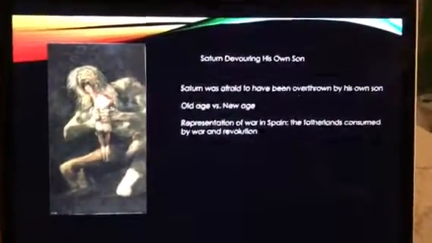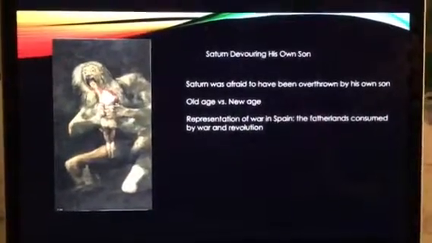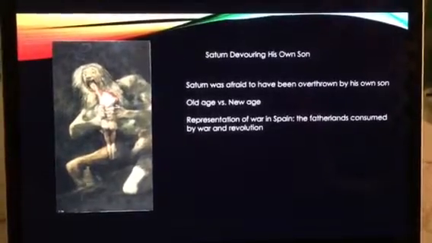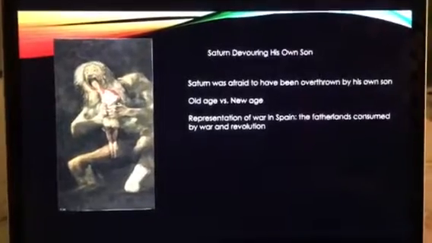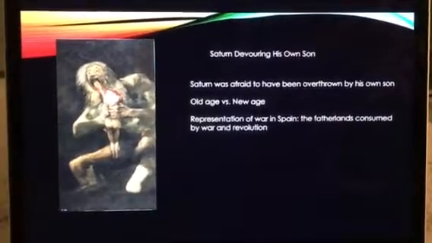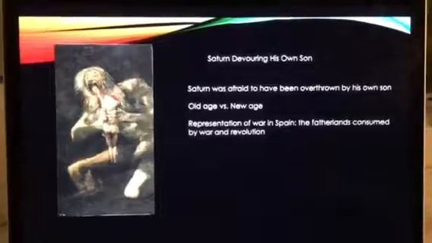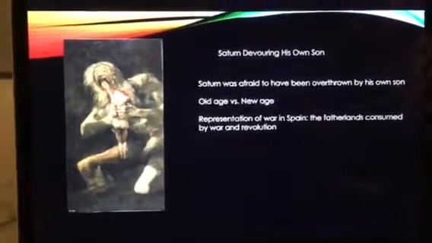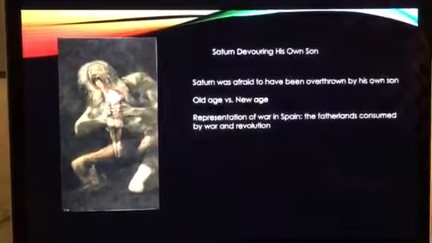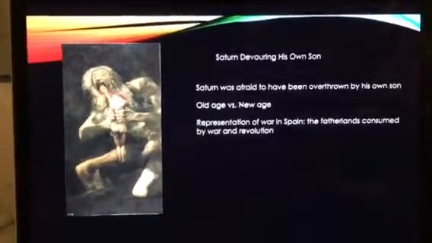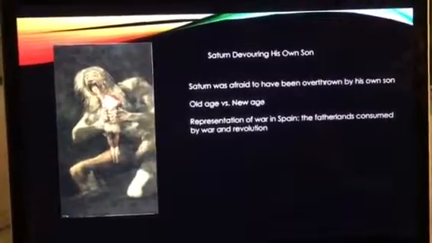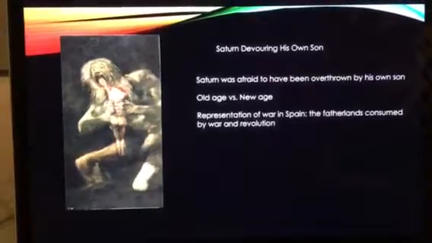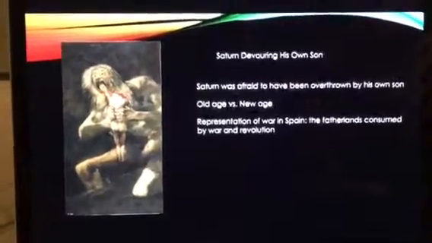The next one I want to talk about is Saturn Devouring His Own Son. Saturn was afraid of being overthrown by his son when he was in power. Besides the obvious, Saturn literally eating his own son, I would say it's a contrast between old age and new age, or young versus old. It's a representation of war in Spain, where the fatherlands were consumed by war and revolution.